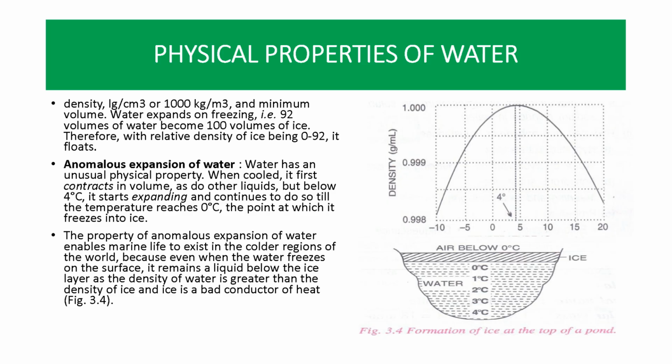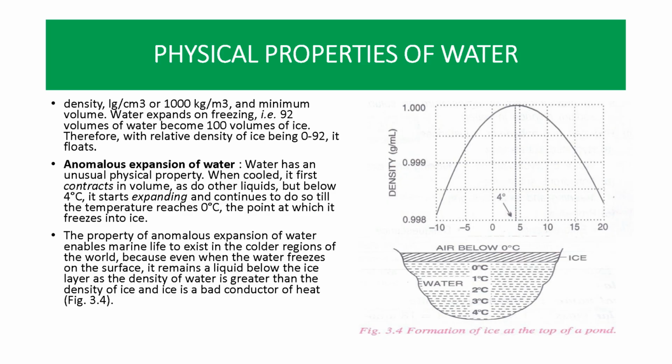We were talking about the property density. When we freeze water, water expands in volume. That's why ice is less dense than water, because when water converts into ice, the volume expands. So there is a lower density of ice compared to water. That's the reason ice floats on water.